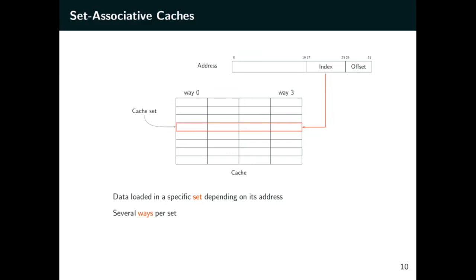Then we have several ways per set. This is one way. Here we have 4 ways. And a cache line is loaded in a specific way depending on the replacement policy of the CPU, because usually when the CPU loads a cache line into the cache, it has to evict a previous line to make some room for the new cache line. So the cache line is here, for example, and this is the smallest unit we're going to talk about.